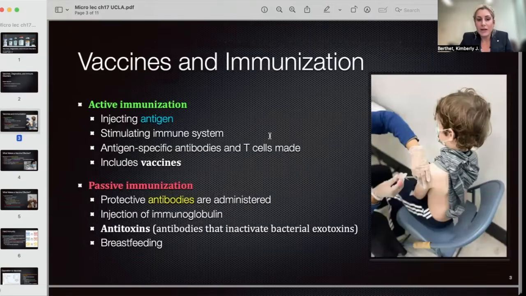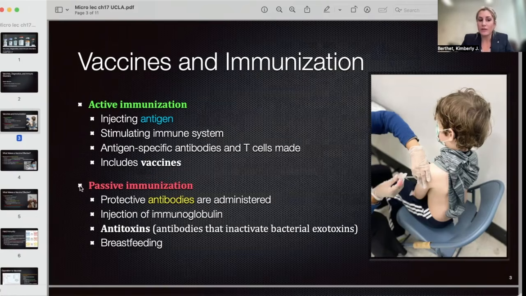So looking at active immunization, we spoke about this a little bit earlier in our last lecture, chapter 16. We have the options of injecting an antigen, which will stimulate the immune system. So this could include an attenuated microorganism. This could contain a killed microorganism or just a piece of an antigen where the epitope will elicit an immune response. So this is what our vaccines are. They're active immunization. So they're eliciting an immune response.